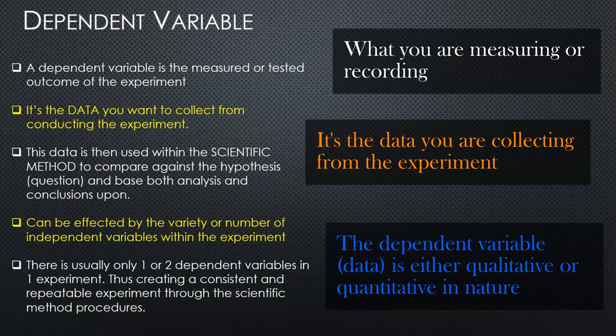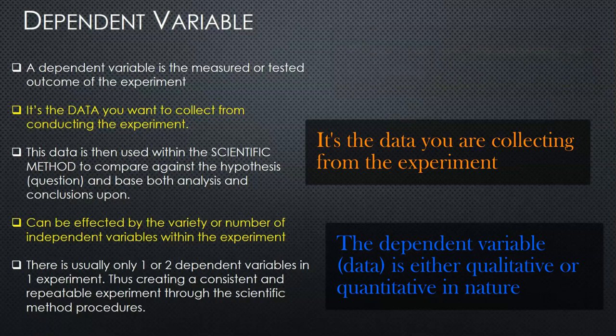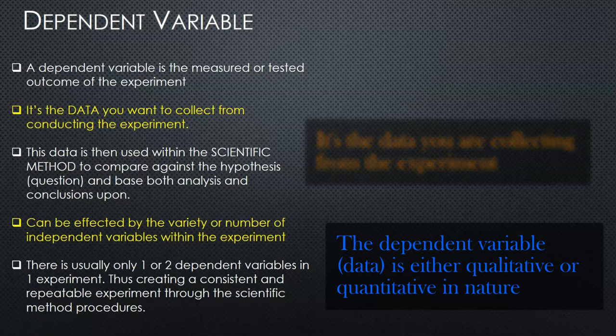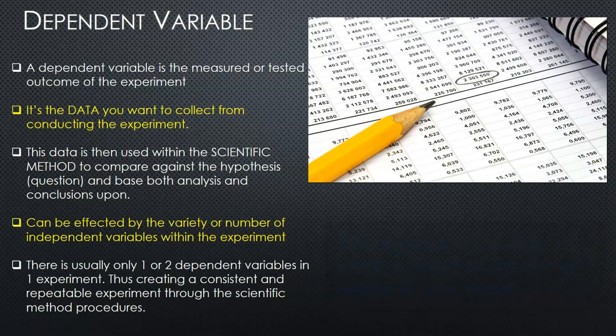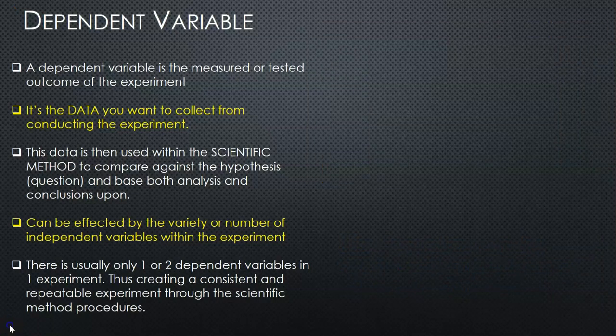In relation to the scientific method, this is the experimental stage, and you are using your dependent variable as your data from which to forge analyses and conclusions based on the information. So it's different from the independent variable. Generally there's only one or maybe two dependent variables in the experiment.